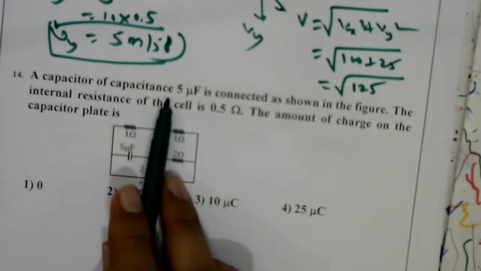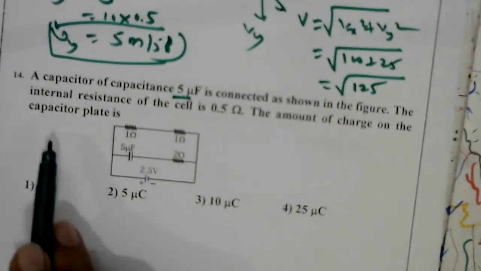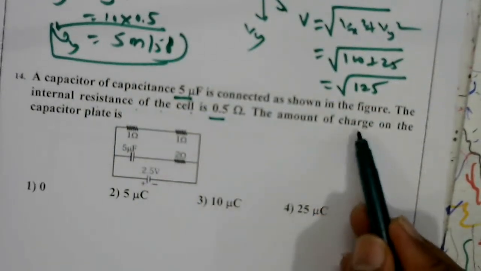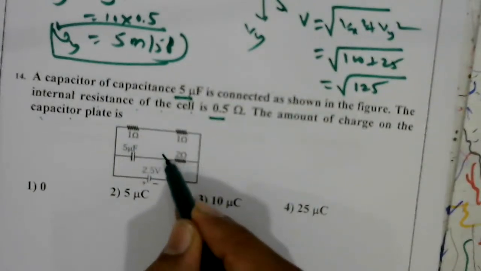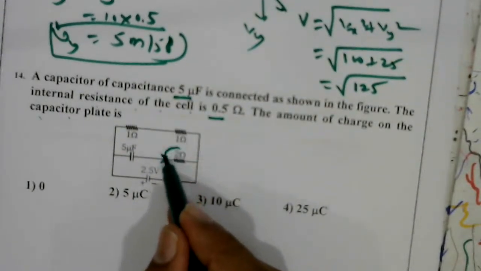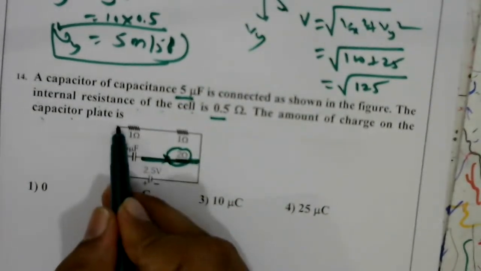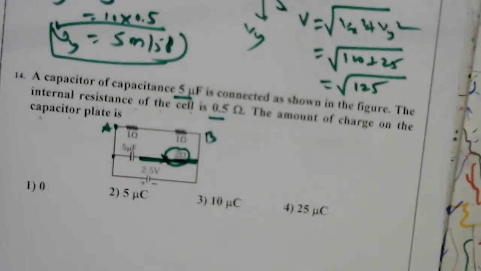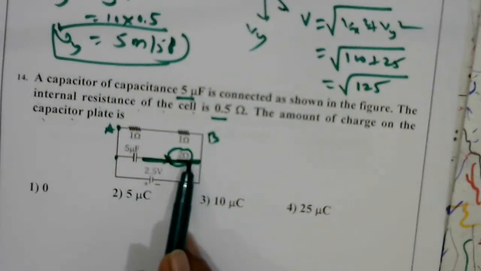A capacitor of capacitance 5 microfarad is connected as shown in the figure. The internal resistance of the cell is 0.5. The amount of charge on the capacitor plate is the amount of charge. Here this resistance is ineffective. It will act as only one wire here. The potential drop across AB is equal to the potential drop across the capacitor. Why? Because a capacitor will not allow DC to flow. That's why it is ineffective.